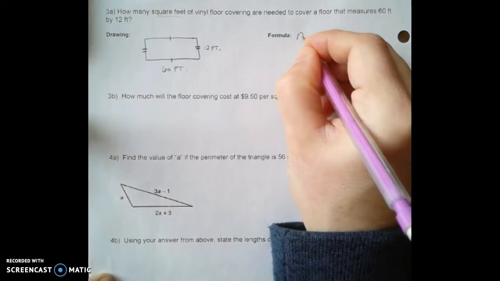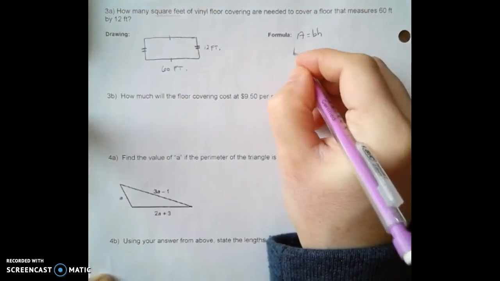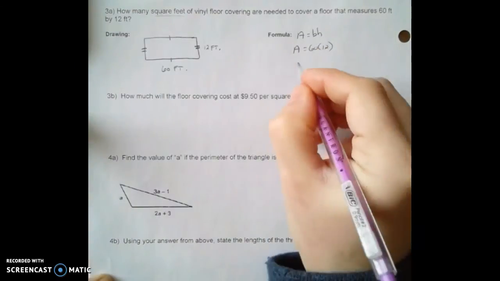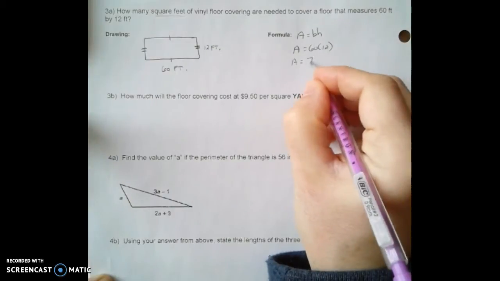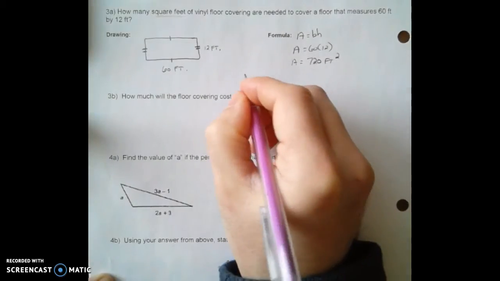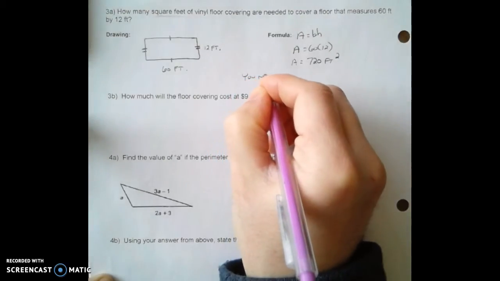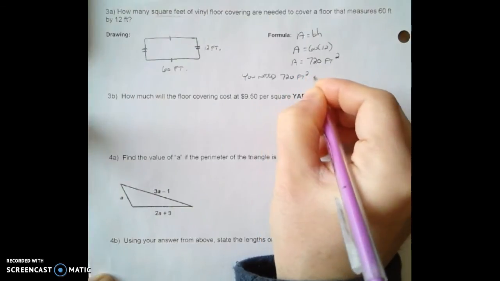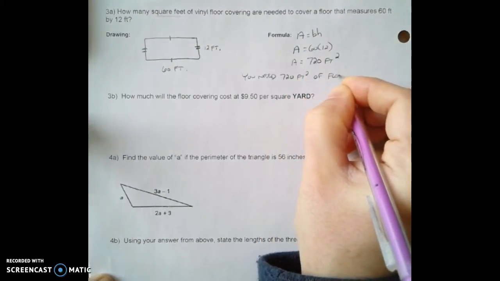Start with the formula, area equals base times height. Now we're going to substitute in our given values. We have a base here of 60, a height here of 12. Area equals 60 times 12. And now if we multiply those together, we're going to get an answer of 720 square feet. So you need 720 square feet of flooring.